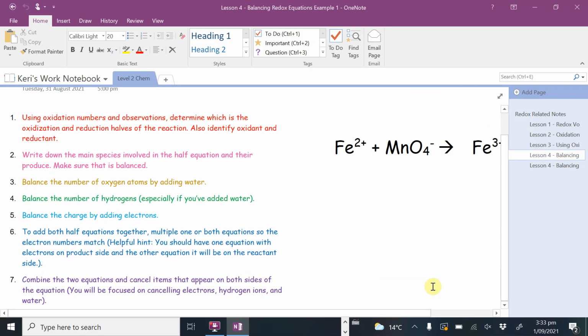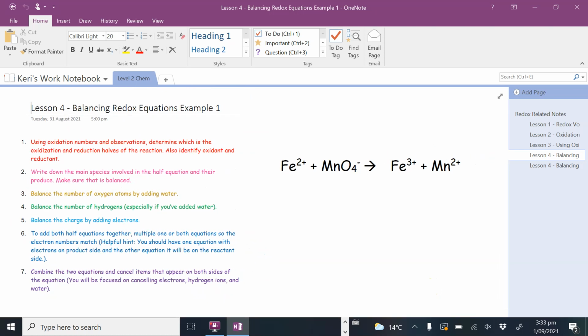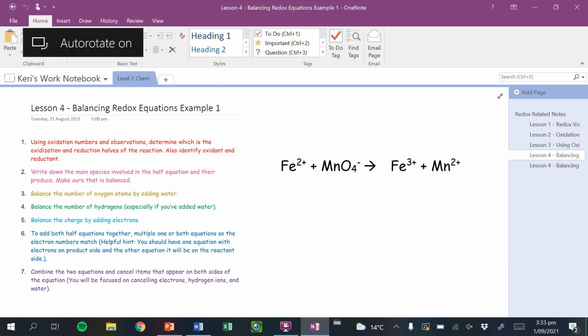figuring out how to balance those half equations. So let me just move that out a little bit so we can see a little bit better. I'm going to move this over so that way we can start writing. All right. Here are the steps on the left that we're going to be doing.